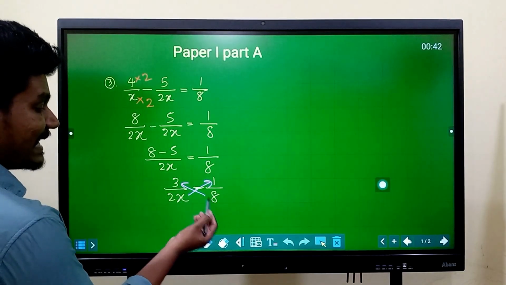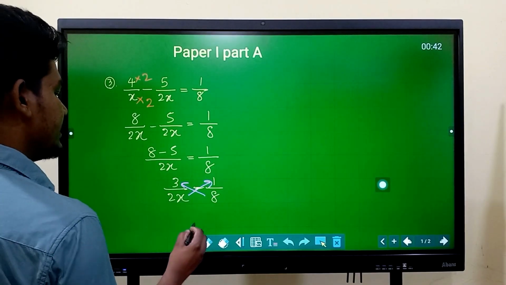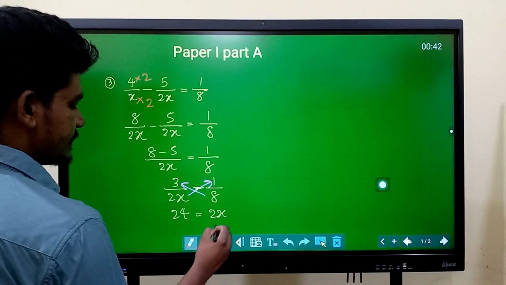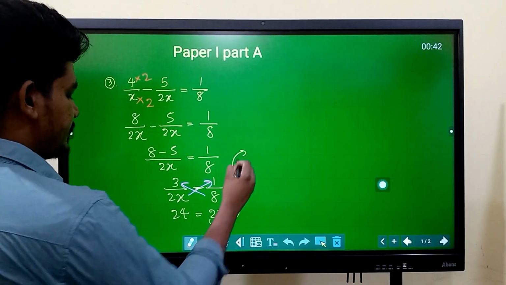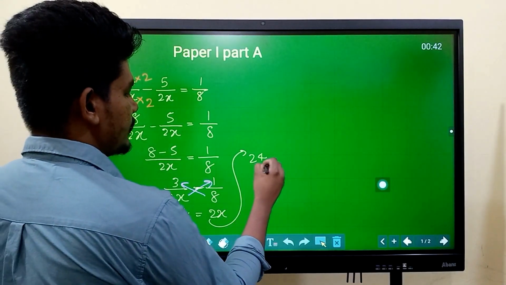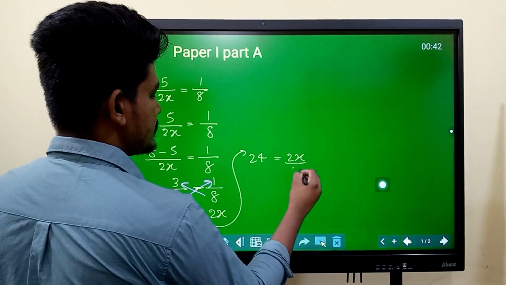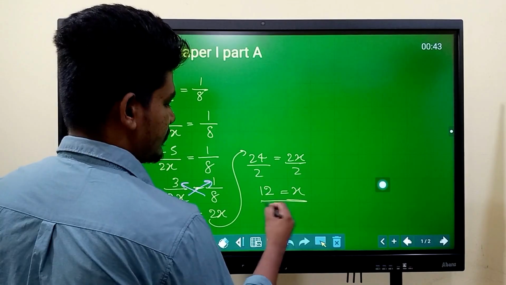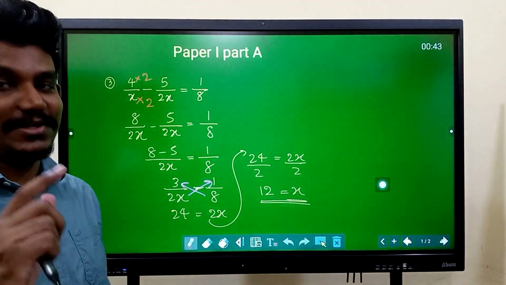If you multiply 8 by 3, it becomes 24. 2x multiplied by 1 will be 2x. Then I will do the remaining steps here. So 24 equals 2x. Both sides should be divided by 2. Then x becomes 12. So the value of x is 12.